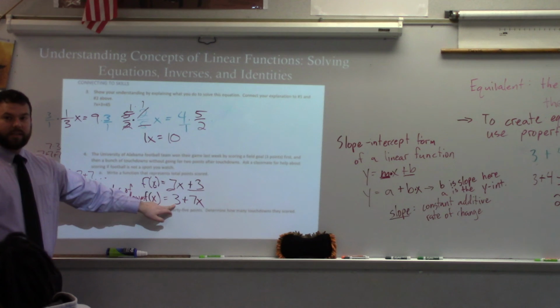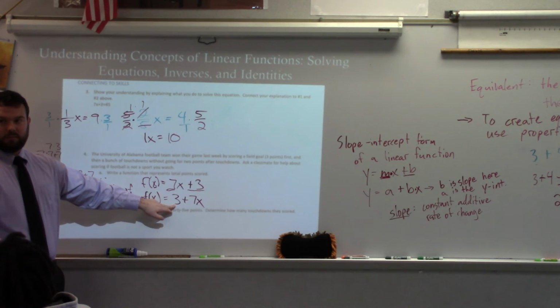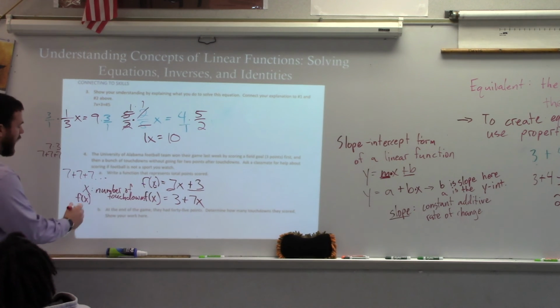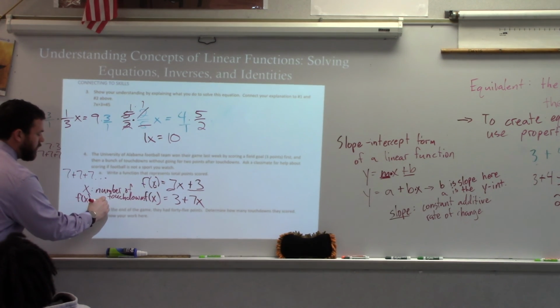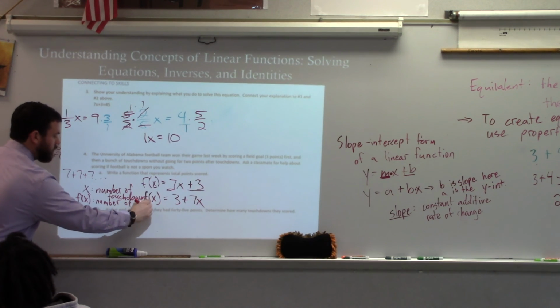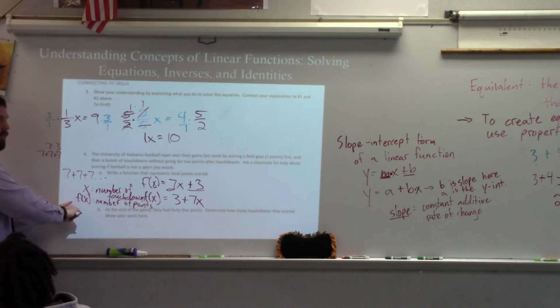Remember, 3 was a number of points, and then I'm adding to it the number of points from touchdowns. So f of x is my number of points. So all you do is 45 equals 7x plus 3, because if 45 is my number of points, that can take the place of f of x, the function.